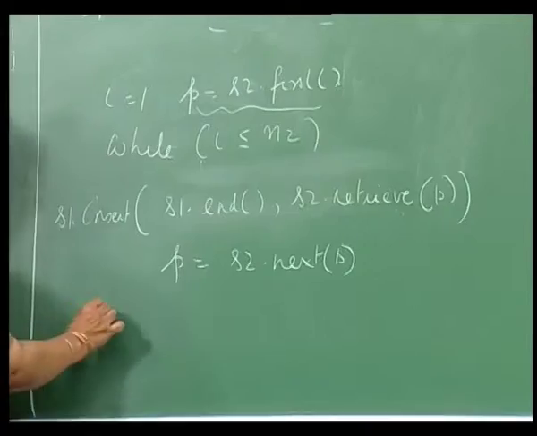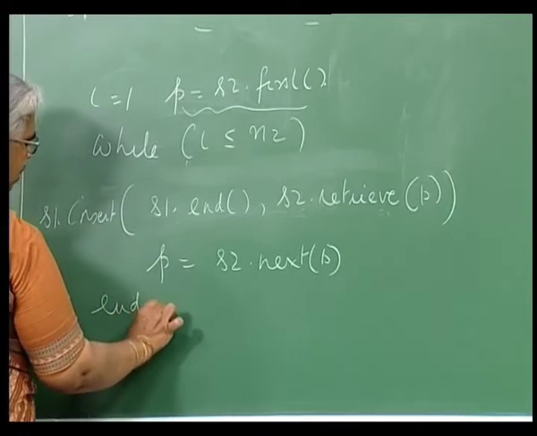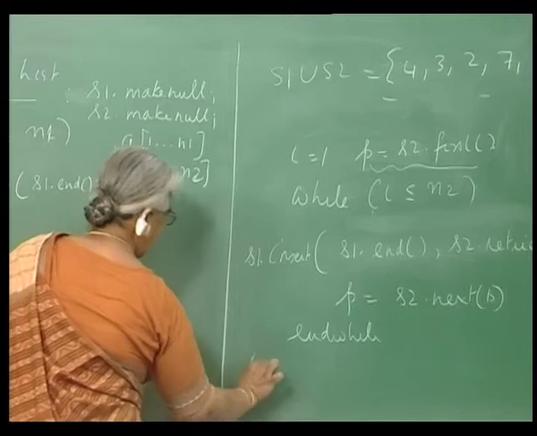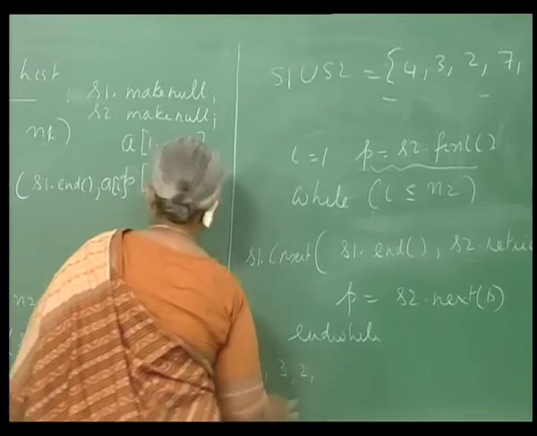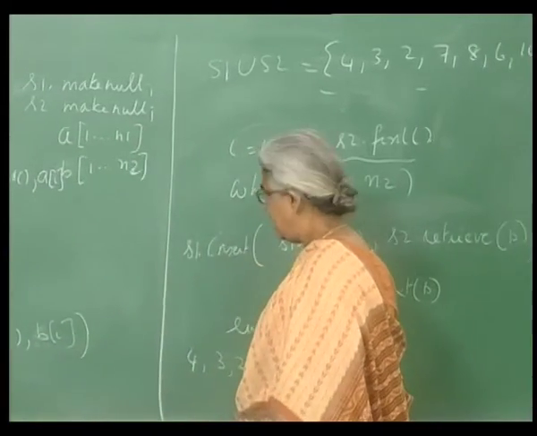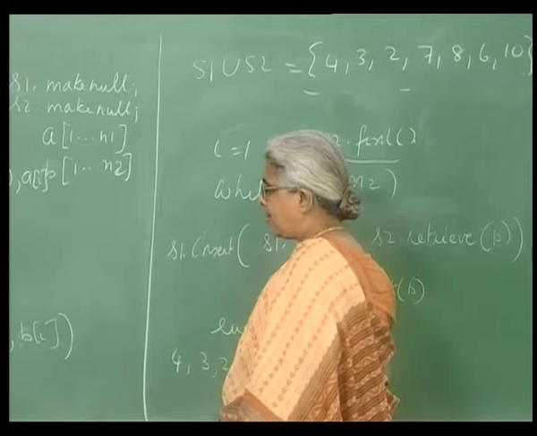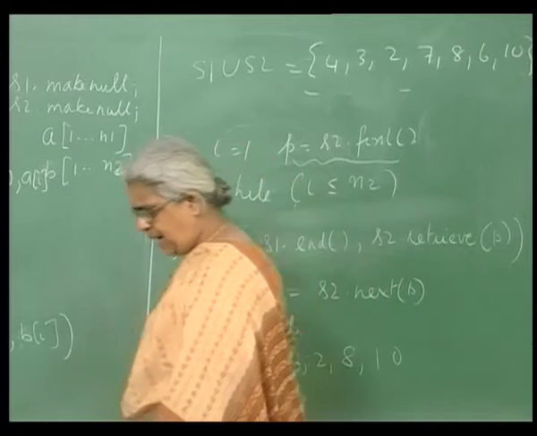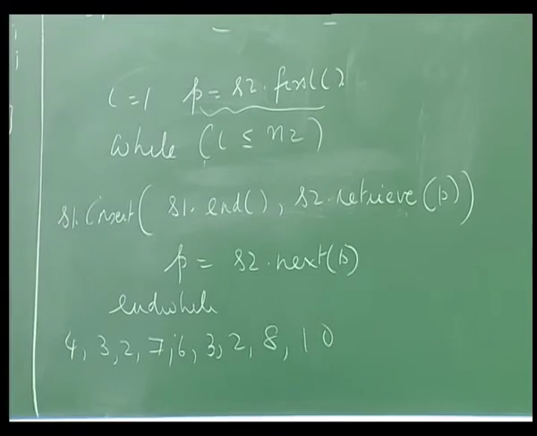I would do this. So this completes. So what does it do now? Basically, this will give me a new list such that I have 4, 3, 2, 7, 6, 3, 2, 8 and 10. So clearly it does not satisfy the definition of a set where all the elements have to be unique.